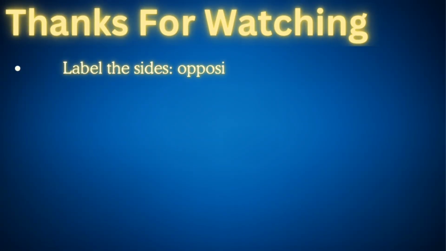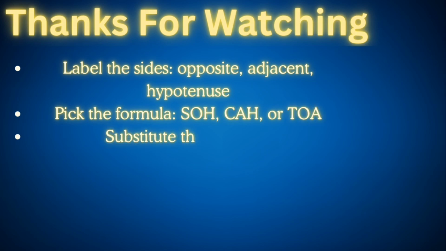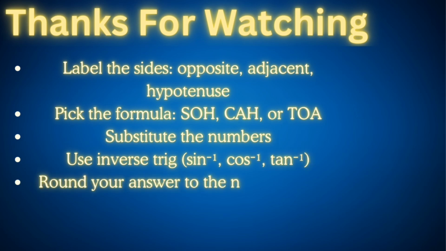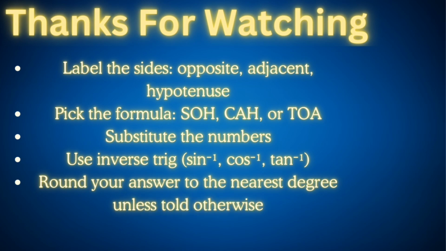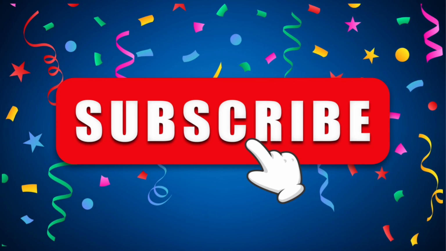So here's the full method for finding missing angles. Number 1, label the sides: opposite, adjacent and hypotenuse. Number 2, pick the formula, SOH, CAH or TOA. Number 3, substitute the numbers. Number 4, use inverse trig, so sin minus 1, cos minus 1 or tan minus 1, which you'll find on the calculator. And 5, round your answers to the nearest degree unless told otherwise. Once you practice these a few times, it becomes automatic.